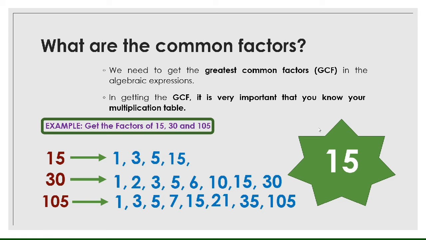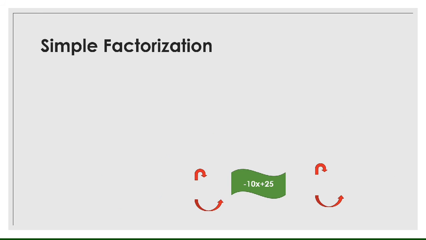Okay, since we now know how to get common factors and greatest common factors, let us now see how we can apply this in factoring out an algebraic expression. So first, we got an example here. The number one example would be negative 10x plus 25. So as you can see, negative 10x, this is how you would do this.